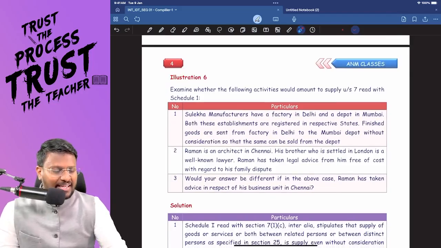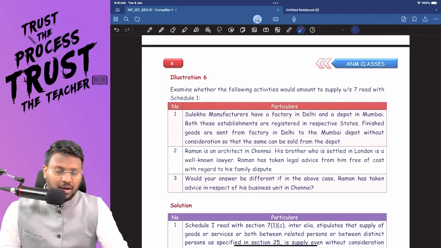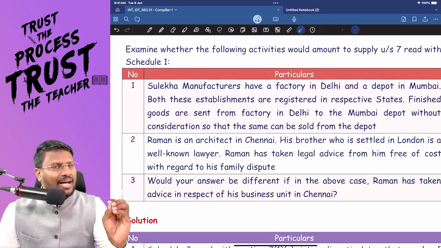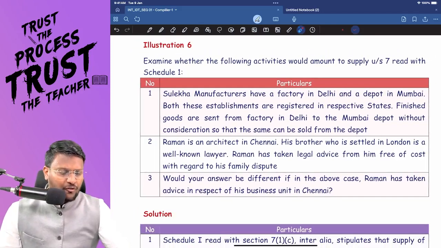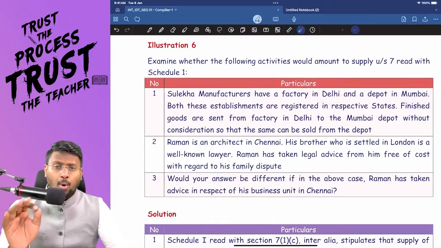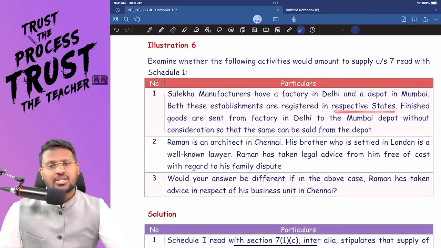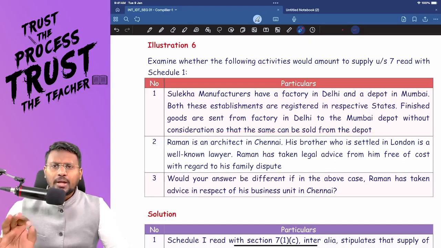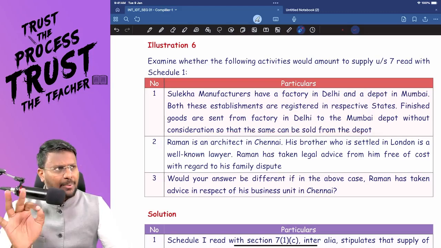Examine whether the following activity would amount to supply under Section 7, read with Schedule 1. So there is no consideration. You have to tell me whether this will be treated as supply or not. Sulega Manufacture has a factory in Delhi and a depot in Mumbai. Both these establishments are registered in the respective states. Separate registration makes them distinct persons. Finished goods are sent from the factory in Delhi to the Mumbai depot without consideration so that the same can be sold from the depot. You tell me whether this will be treated as supply.